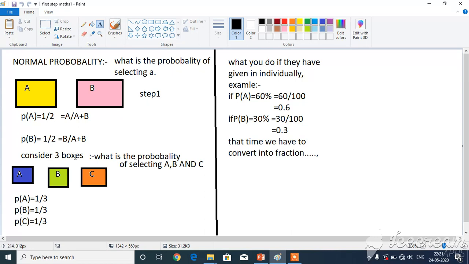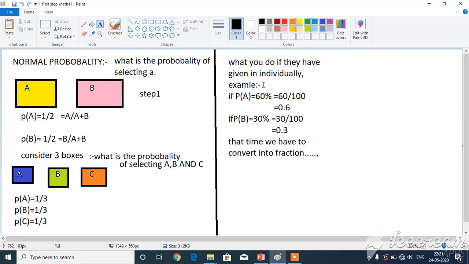Then consider three boxes. What is the probability of selecting A, B and C? Here also it is the same. P of A means one box, and the total number of boxes is A plus B plus C, so 3. It is 1 divided by 3. Selecting B is 1 divided by 3. And the probability of selecting C is 1 divided by 3.